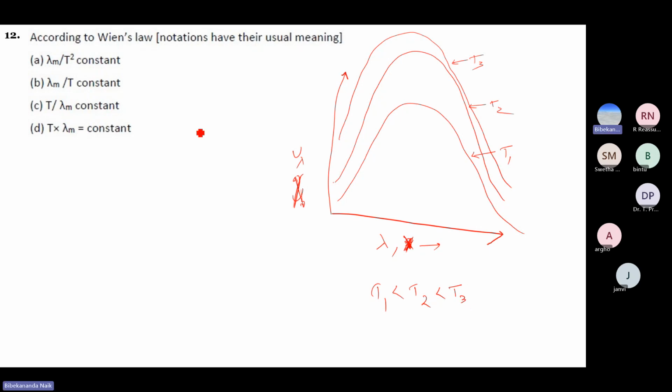So if you see here, lambda m corresponds to the value of the wavelength corresponding to which there is maximum value of this u lambda. So here this is the maximum value of u lambda. This is lambda m1, we can say. Here the maximum value is lambda m2. Similarly, here the maximum value is lambda m3.